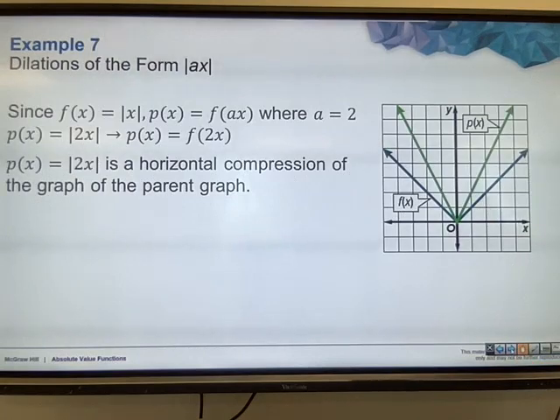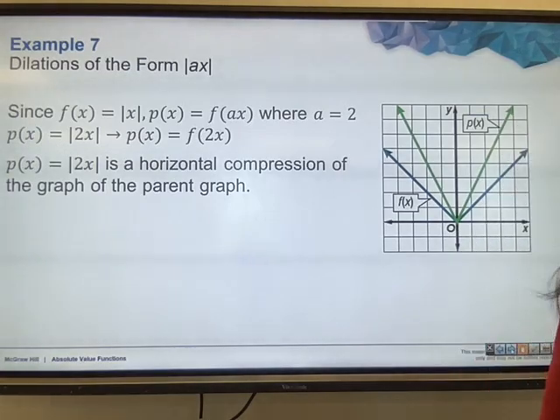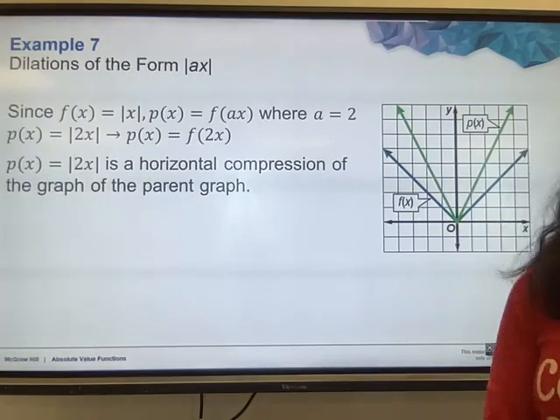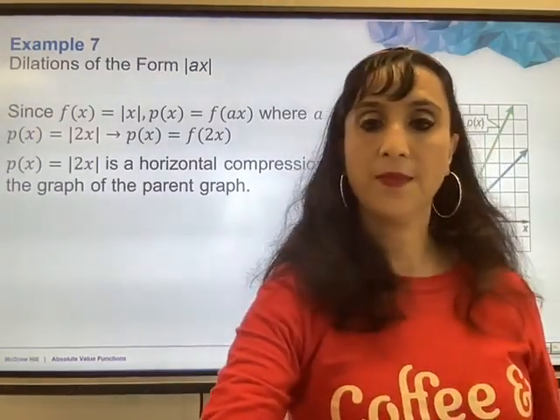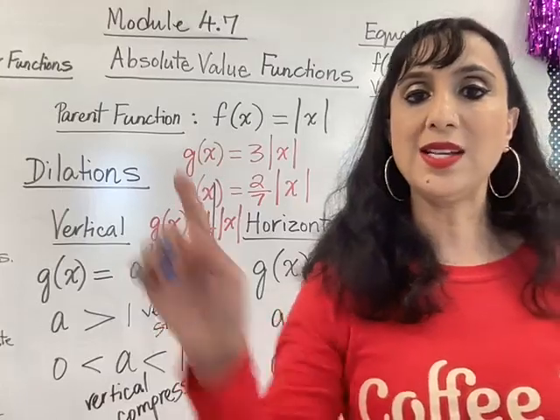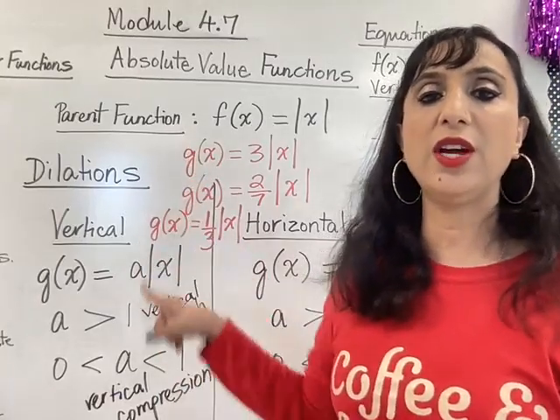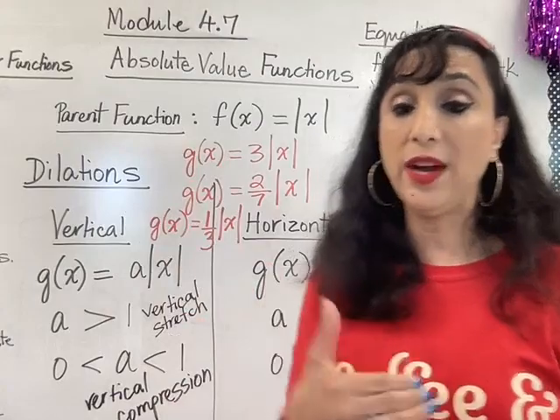And you can see that p of x is equal to absolute value of 2x is a horizontal compression of the graph of the parent function. Okay, so that is a horizontal compression.